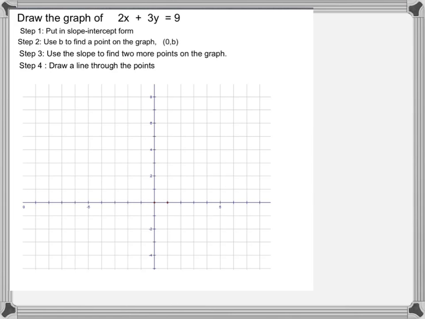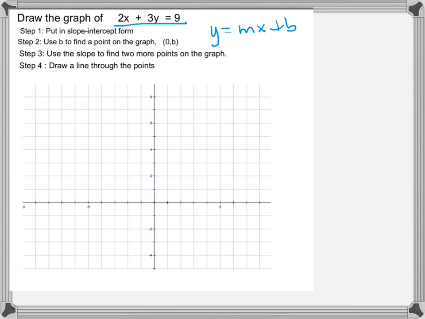Okay, so if I were asked to draw a graph of the relation 2x plus 3y equals 9, the first thing I want to do is put it in slope-intercept form. Slope-intercept form is the equation that's solved for y in terms of x. So it looks like y equals mx plus b, where m is the slope, the coefficient of the x, and the constant is at the end, so we write that as plus b.